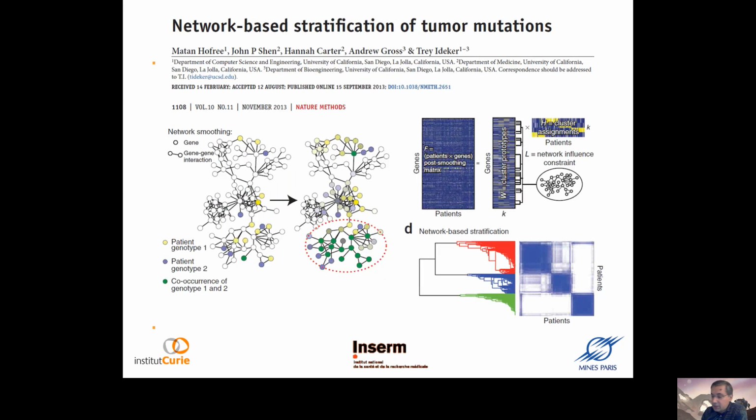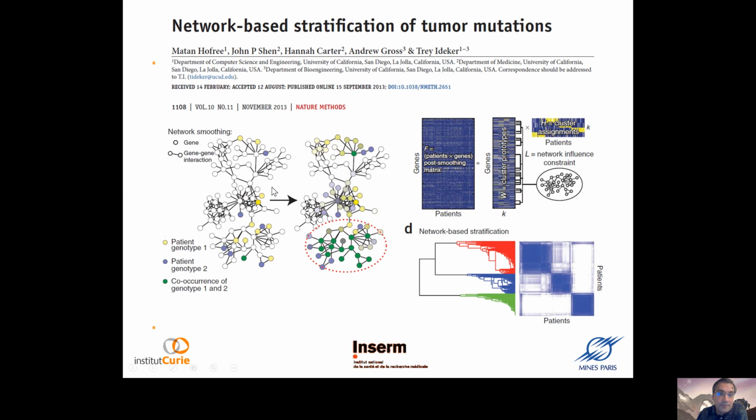One idea in this direction was suggested by the group of Trey Ideker 7 years ago, and this idea is called network-based stratification. This is where biological networks come into the game, and this is where they can help solve this machine learning problem. So what is the idea?